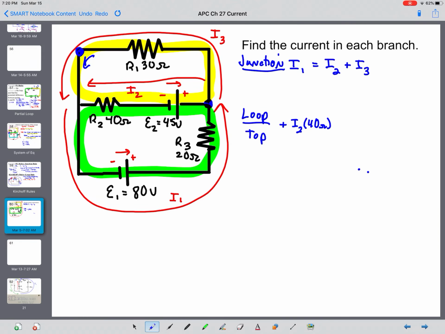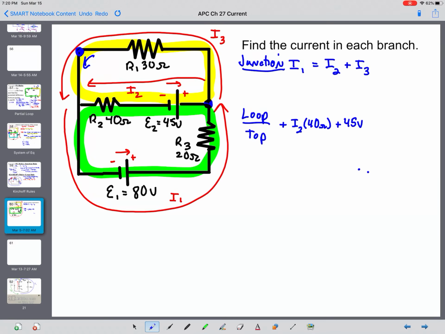Now we continue to move across and we run into the 45 volt battery. We move across to the right. So that's from the low terminal to the high terminal. So that's going to be a positive 45 volts. And then we get to the right junction and we go up the yellow up to the top branch and we run into the 30 ohm resistor.